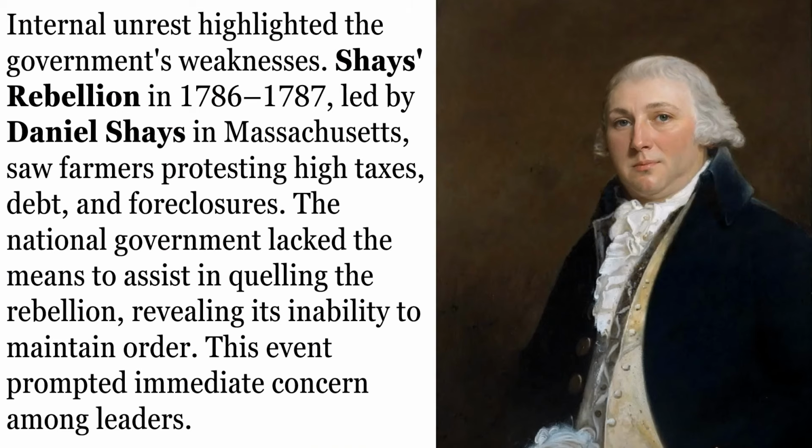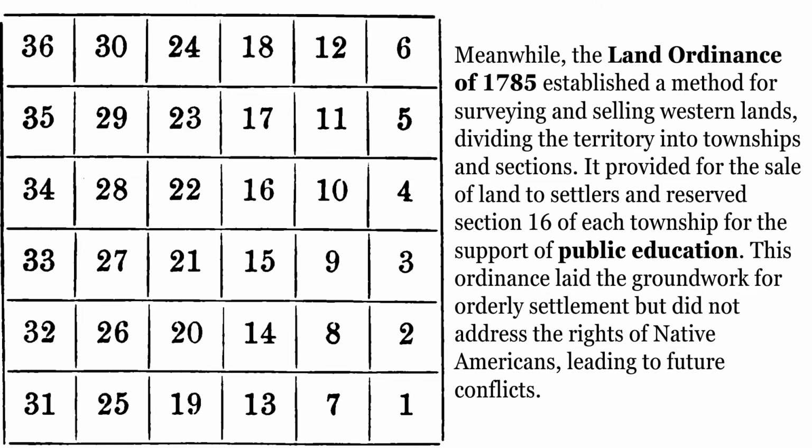Internal unrest highlighted the government's weaknesses. Shays' Rebellion in 1786 to 1787, led by Daniel Shays in Massachusetts, saw farmers protesting high taxes, debt, and foreclosures. The national government lacked the means to assist in quelling the rebellion, revealing its inability to maintain order. This event prompted immediate concern among leaders.